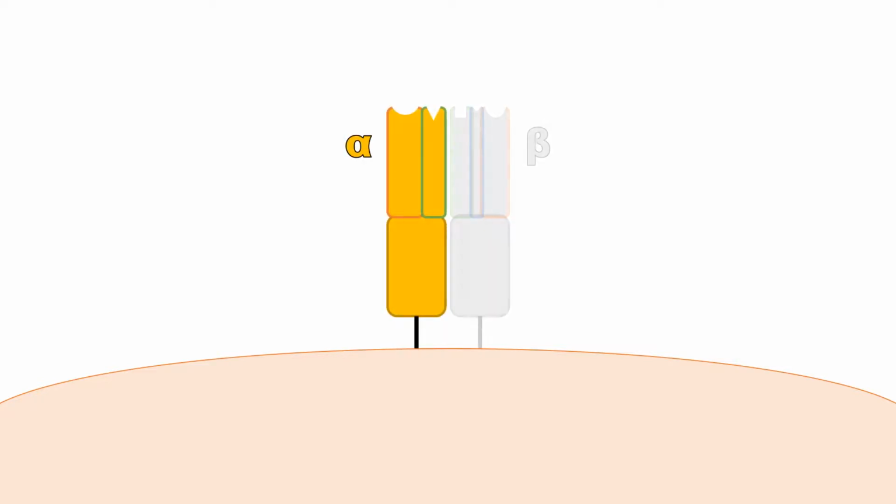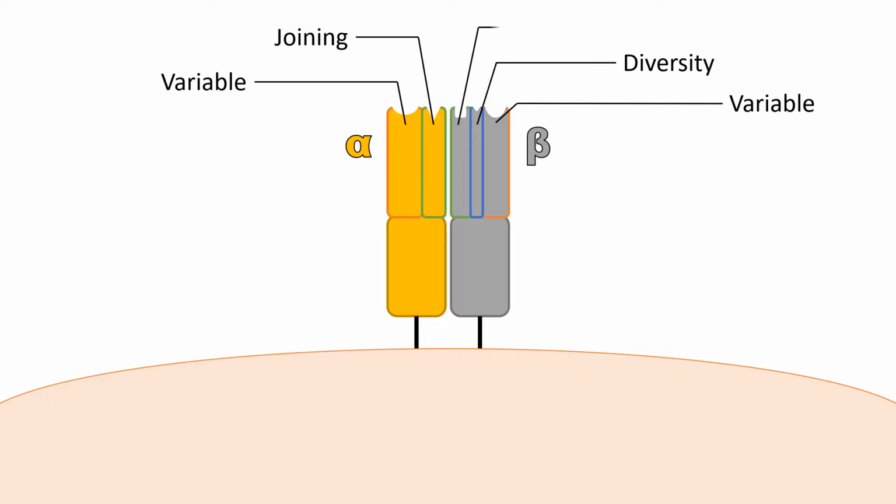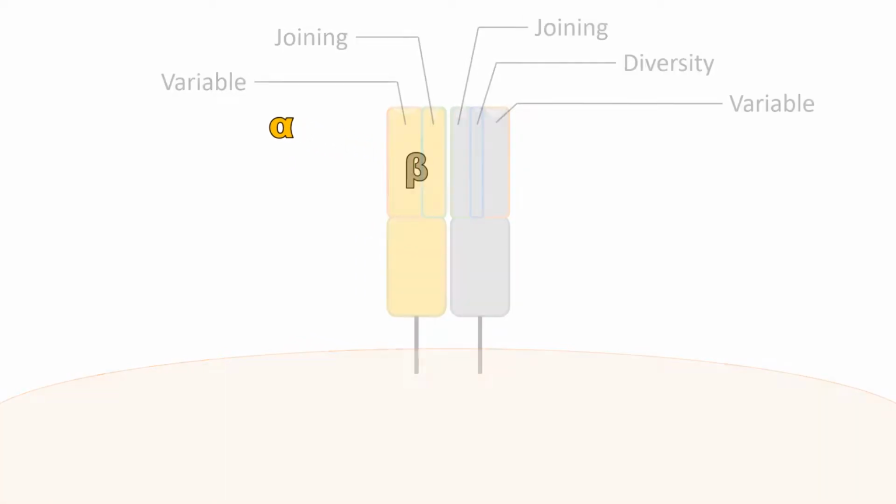Thymocytes start off at the cortex as double negatives, expressing neither CD4 nor CD8. Here, the receptors are created. T cell receptors consist of two chains, the alpha chain and the beta chain. The alpha chain consists of variable and joining subunits, while the beta chain consists of variable, diversity, and joining subunits. Each subunit is encoded by multiple genes.